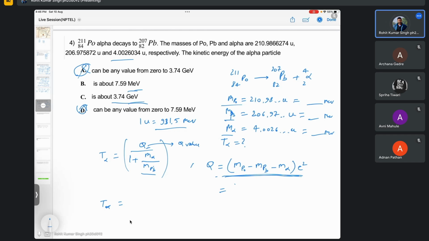Yep. It will be in MeV. GeV is too much. If you have an alpha particle in GeV energies, then it's a problem, right? So yeah, obviously B will be the answer. So yeah, you can try it out. This will be the answer, I guess.